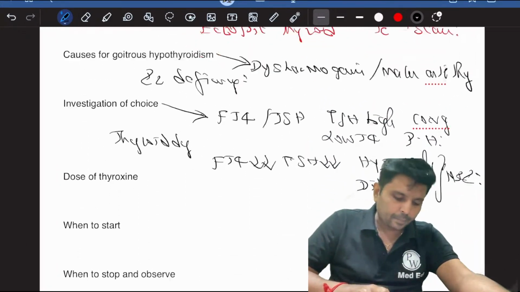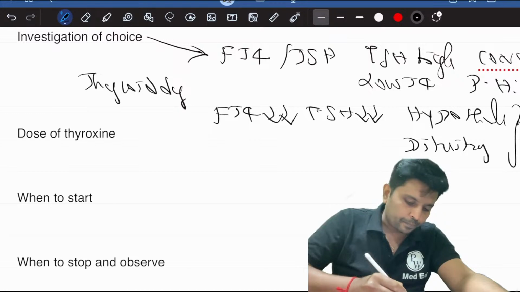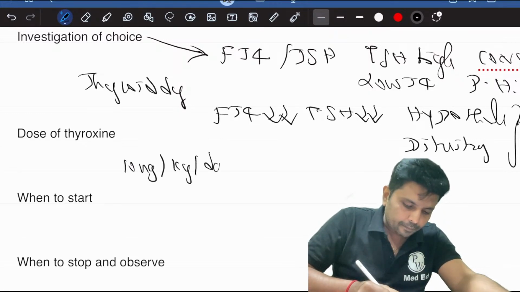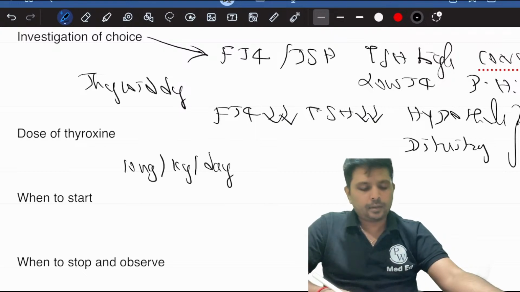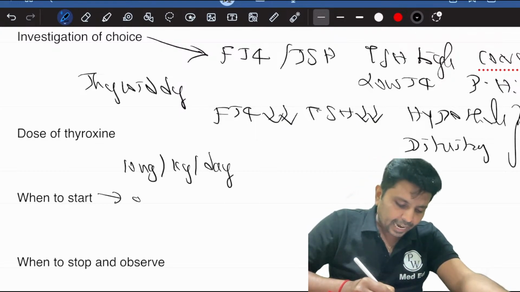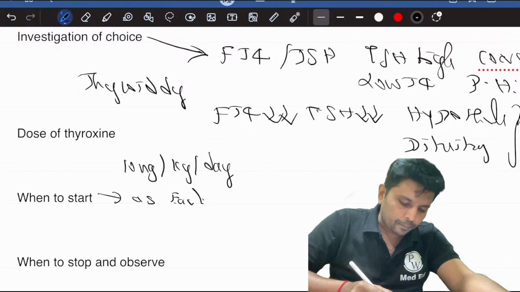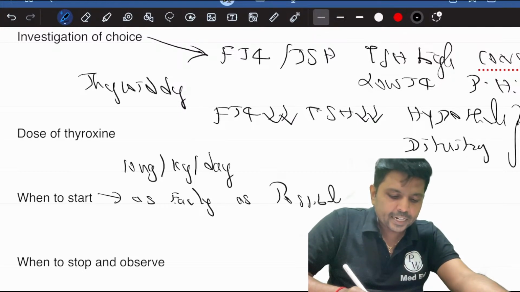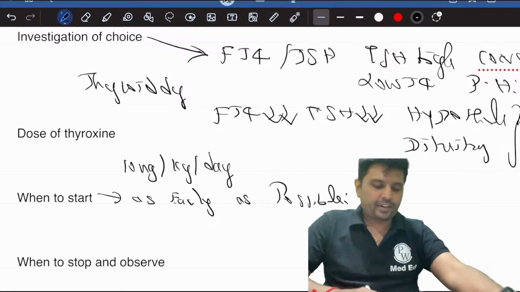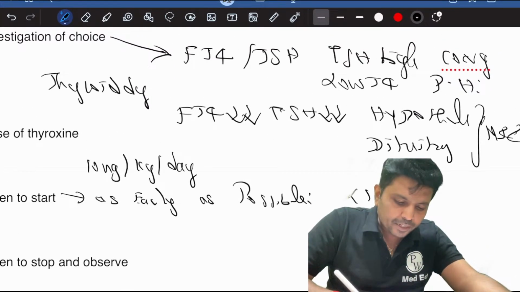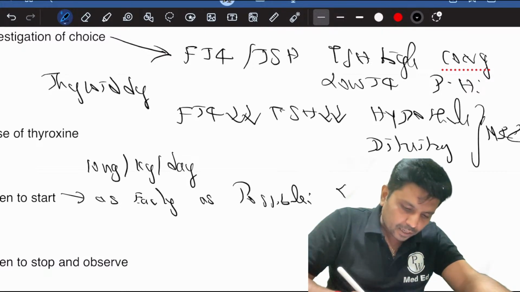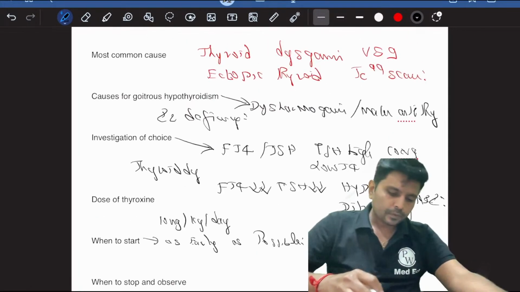Okay, congenital hypothyroidism. What is the dose of thyroxine? Minimum of 10 microgram per kilogram per day should be started. When to start? As early as possible, because when you delay it, it will lead to some neurological sequelae. So ideally, it should be started within 2 weeks after birth.